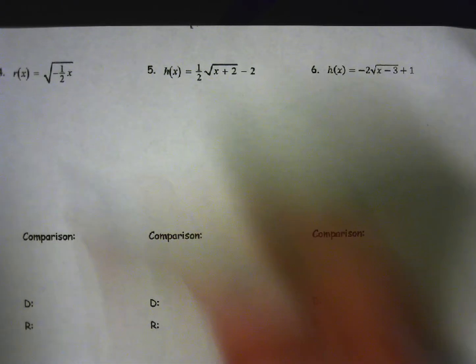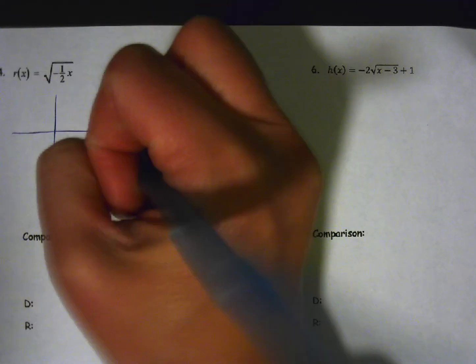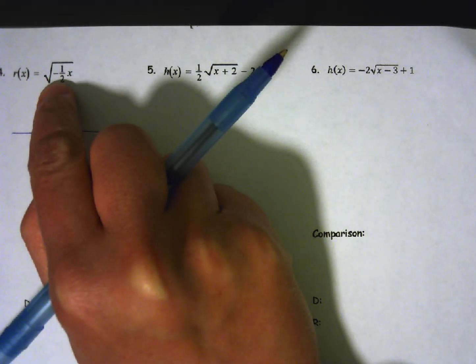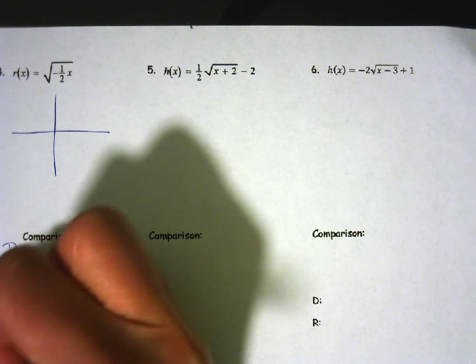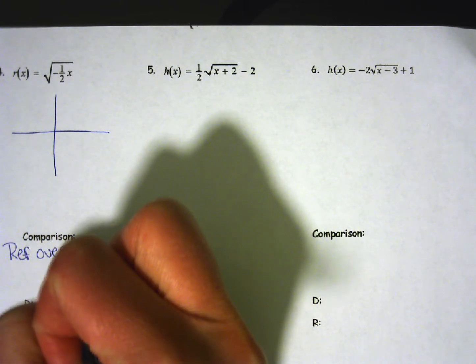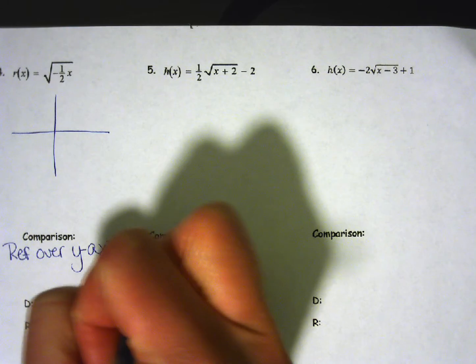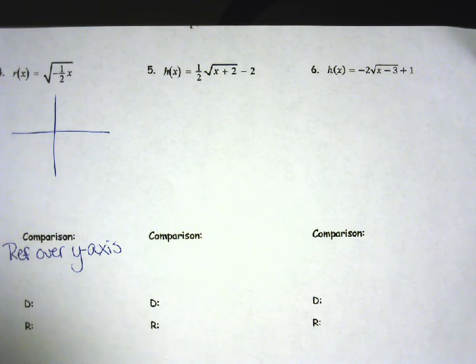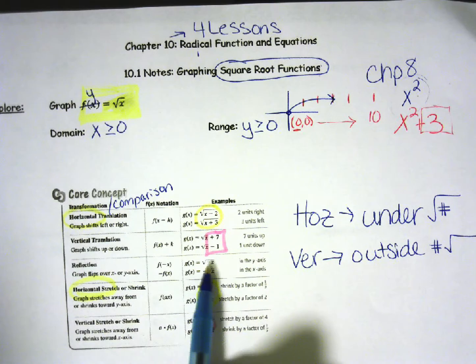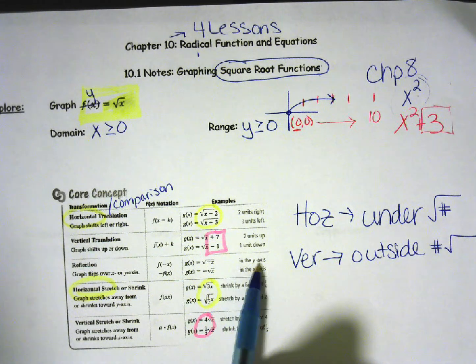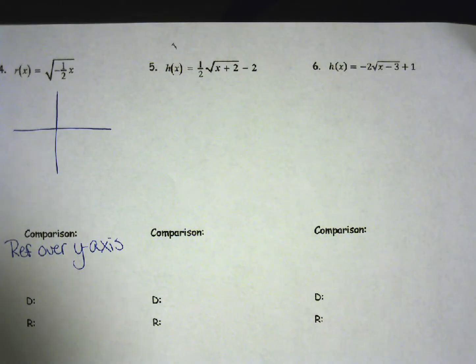All right, number 4. Number 4, the first thing I'm noticing is this negative is under. So I'm going to go ahead and just actually write that down. The negative under is a reflection over the y-axis. And if you need to, you can refer back to your chart here. But notice when the negative is under, it's a reflection over the y-axis instead of the x.